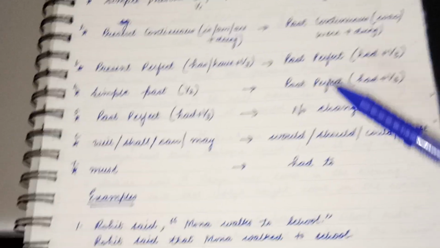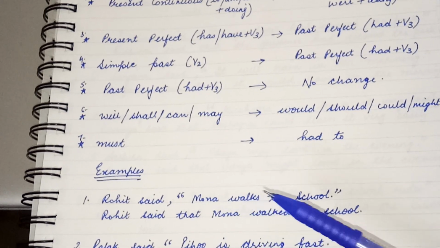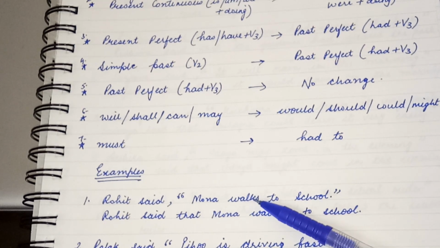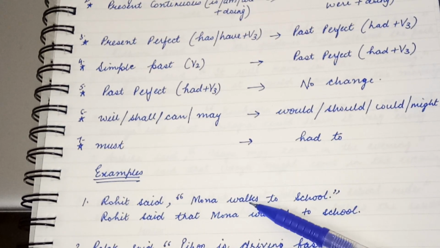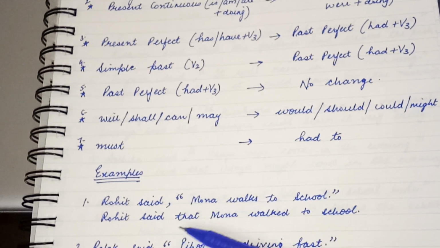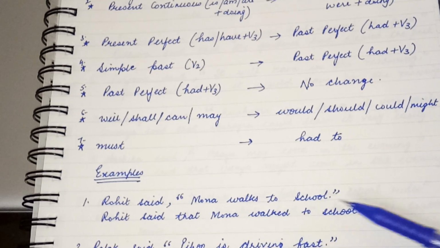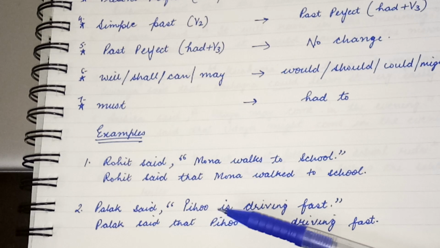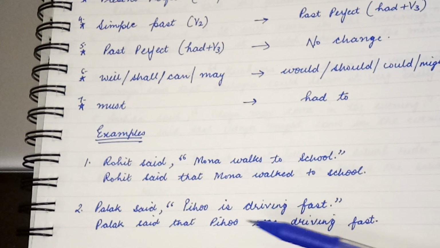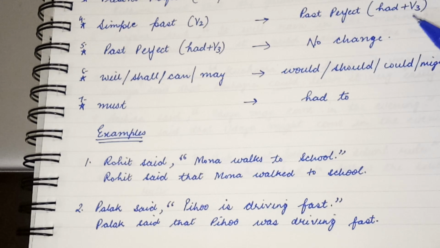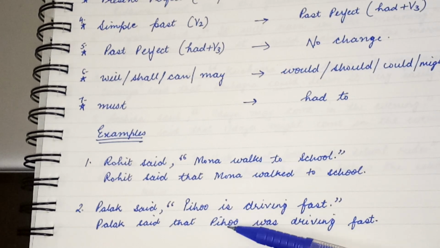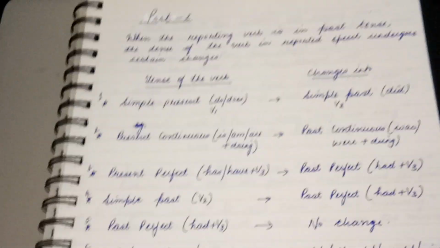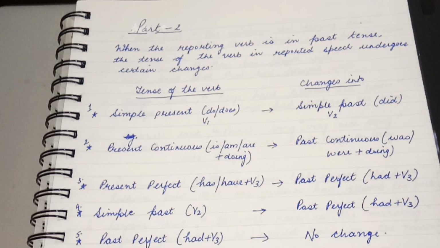Simple present change into simple past. Rohit said, Mona walks to school. See, walks is the first form of the verb. It changes into past tense. Present tense changes into past tense. Rohit said that Mona walked to school. Walks has been changed into walked. Now, Palak said, Pihu is driving fast. See, I told you, is changes into was. Palak said that Pihu was driving fast. Hope you are getting it. Now, we'll take up some more examples to make it more clear.